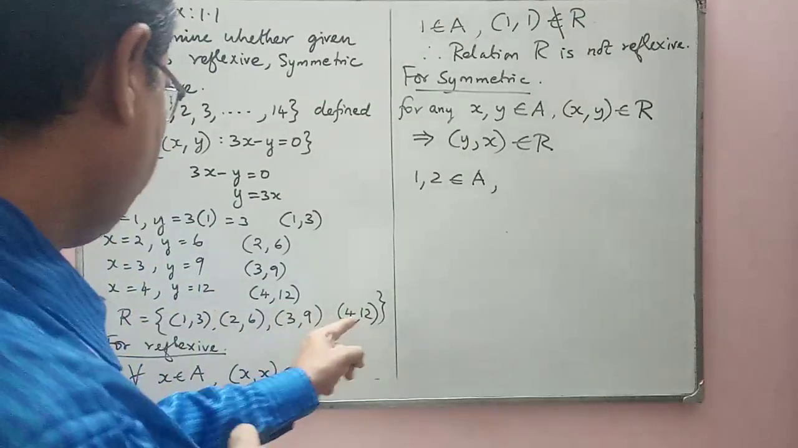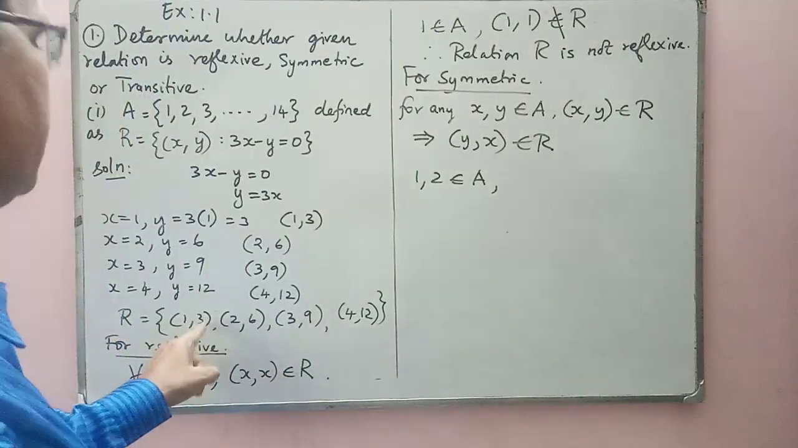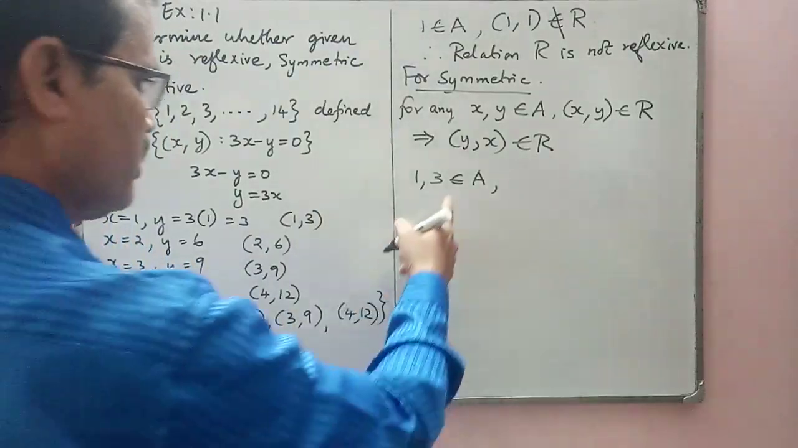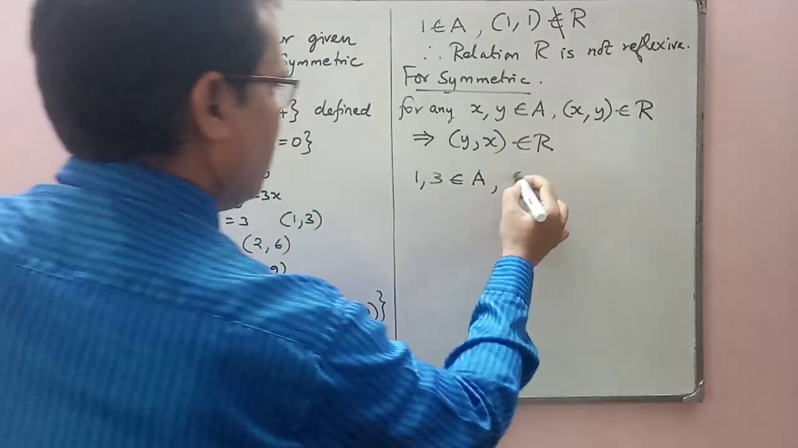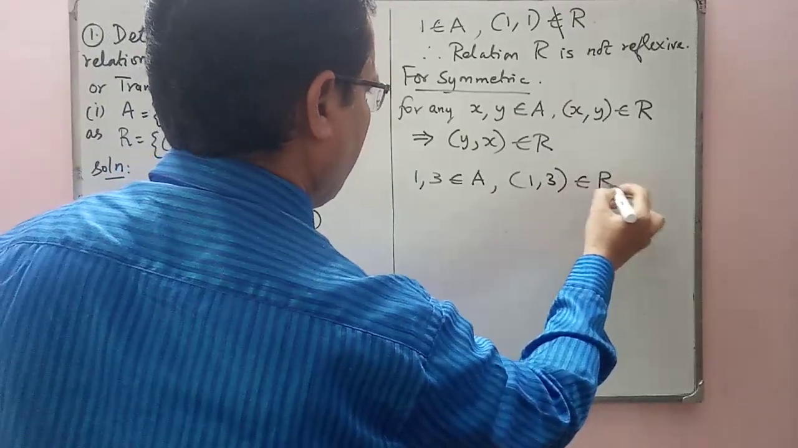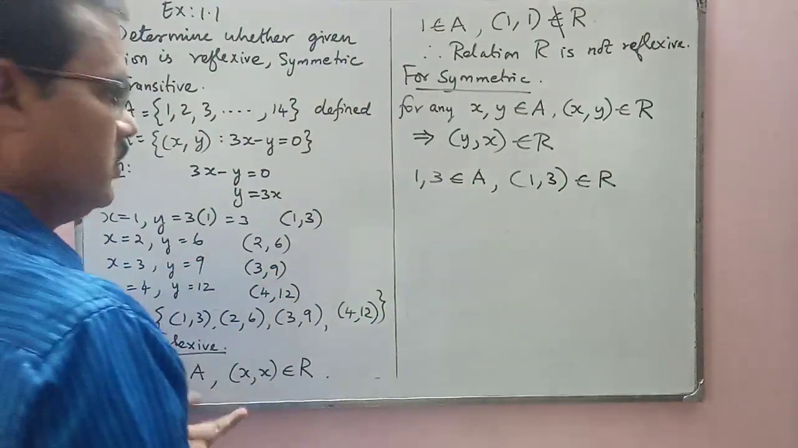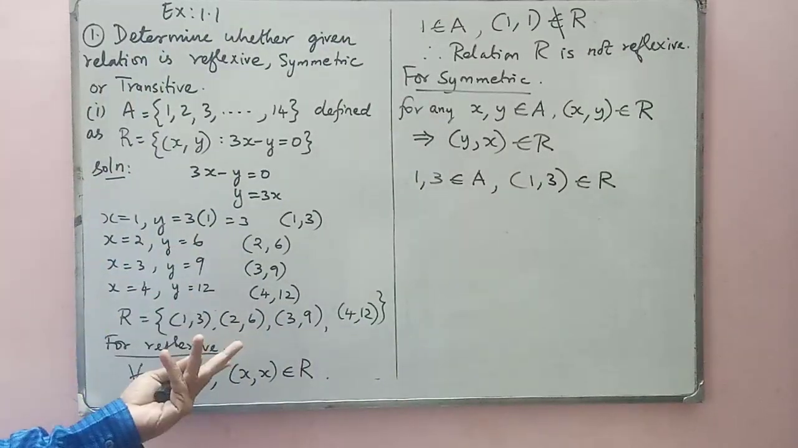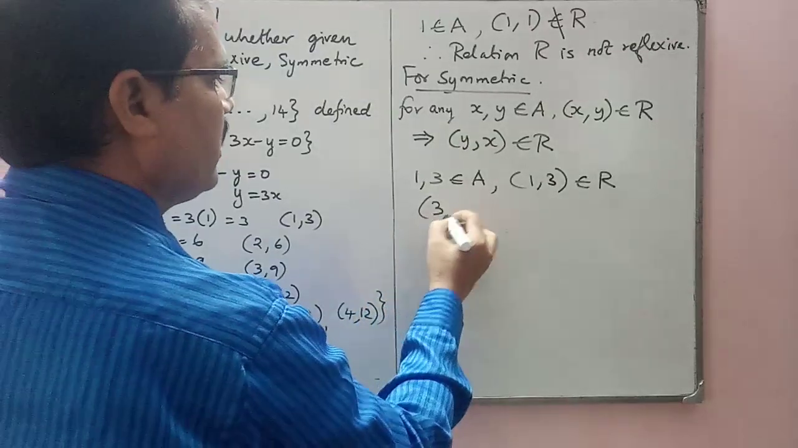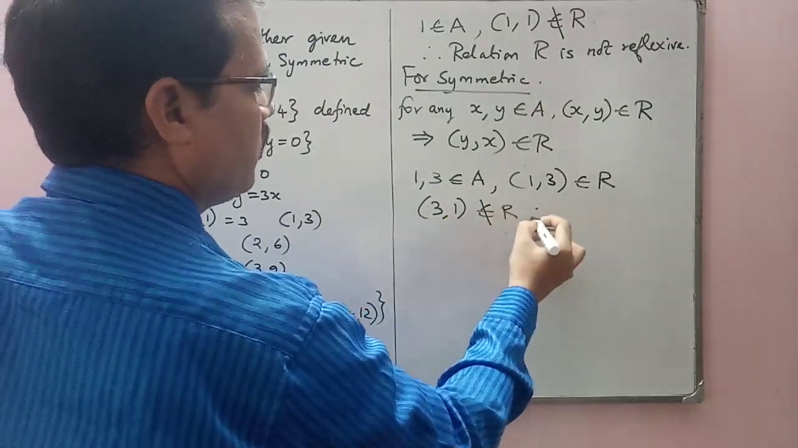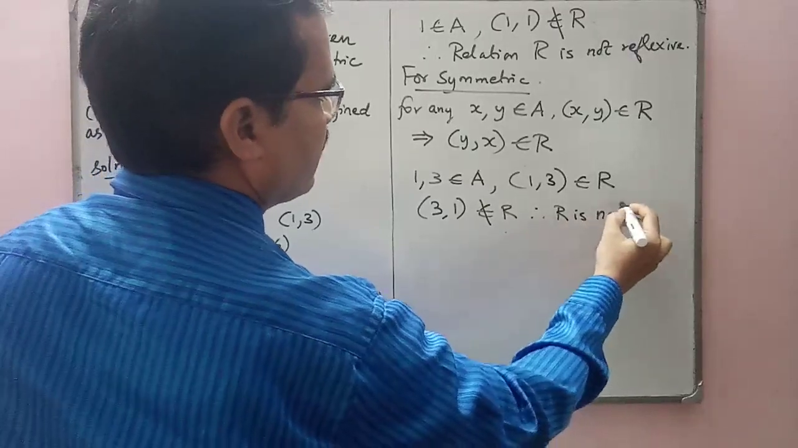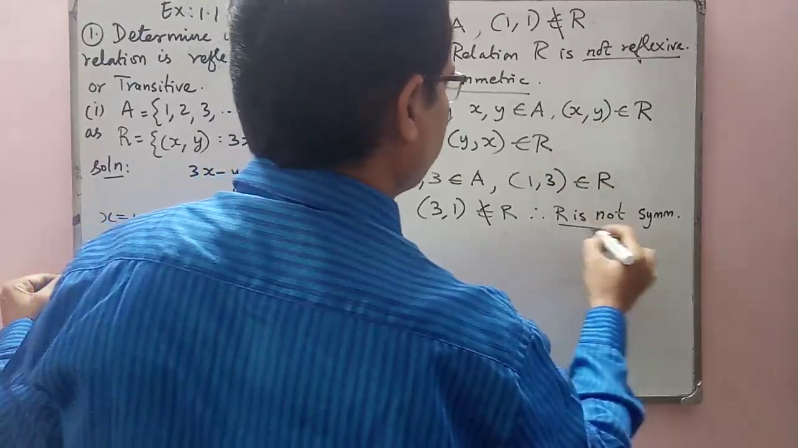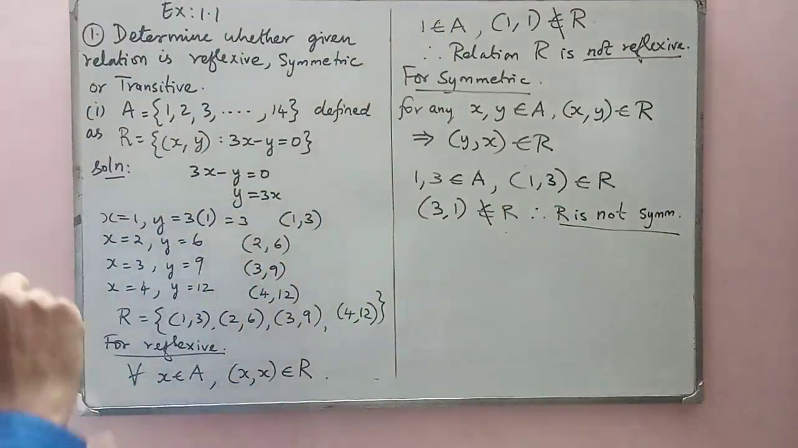So I will choose any one from this relation. I take 1 and 3 because 1 comma 3 is there. So I'll choose 1 comma 3. 1 and 3 belong to A, and I see the ordered pair 1 comma 3 belongs to R. But I don't have 3 comma 1 in the relation. Can you see that 1 comma 3 is there, but I don't have 3 comma 1? So 3 comma 1 does not belong to R. Therefore, R is not symmetric. So we concluded it's not reflexive. It is not symmetric. Okay, children.